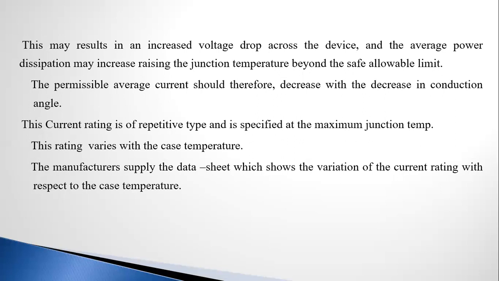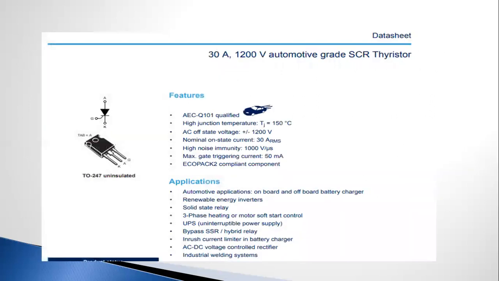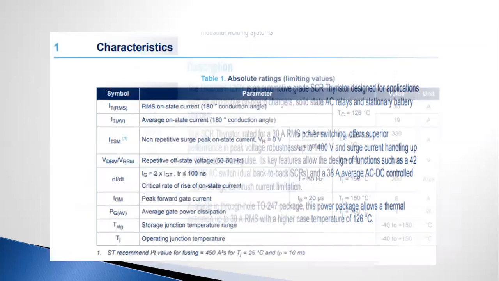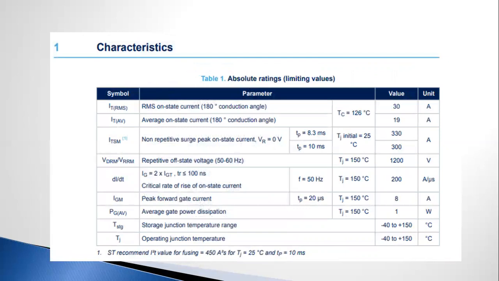Now you can say that this rating varies with the case temperature, and the manufacturer supplies data sheets which show the variation of the current rating with respect to the case temperature. So these are some data sheets we are showing here. Try to identify what ratings are given by the different manufacturers. These are the I of T. These are the characteristics of the data sheet. These are the various parameters.